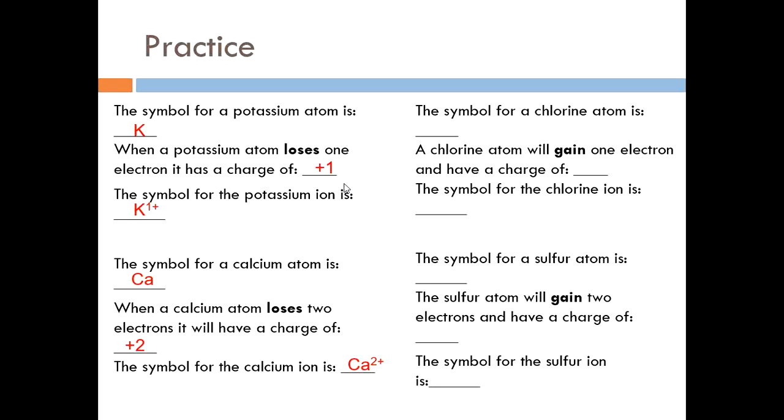The symbol for a chlorine atom is Cl. Chlorine atom will gain 1, so it has a charge of minus 1. And the symbol for chlorine ion is now Cl 1-. The symbol for a sulfur atom is capital S. If it gains 2, it's minus 2. And then the symbol is S 2-.